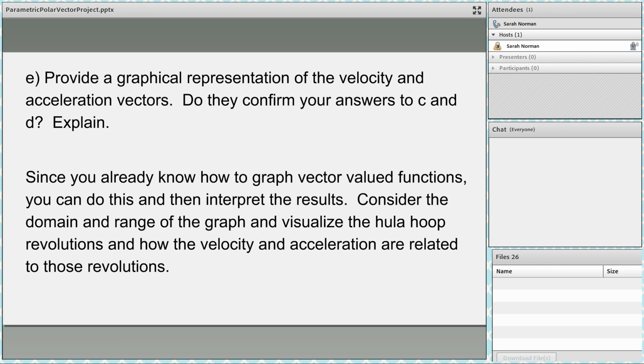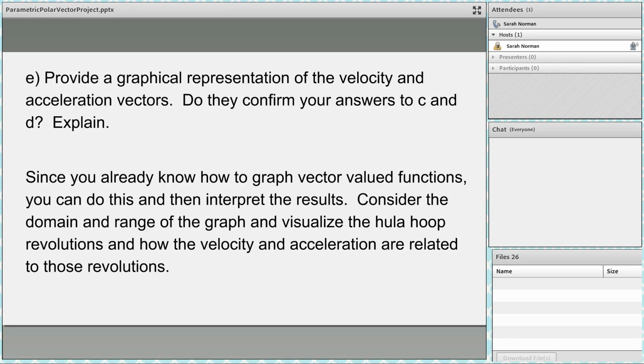Part E, so here's where you're going to provide the graphical representation of the velocity and acceleration vectors. Do they confirm your answers to C and D, and explain? Since you already know how to graph vector valued functions, you can do this, and then all you'll have to do is interpret the results. So you'll have a graph that has the position function, the velocity function, and the acceleration function, which is basically the function, its first derivative, and its second derivative.